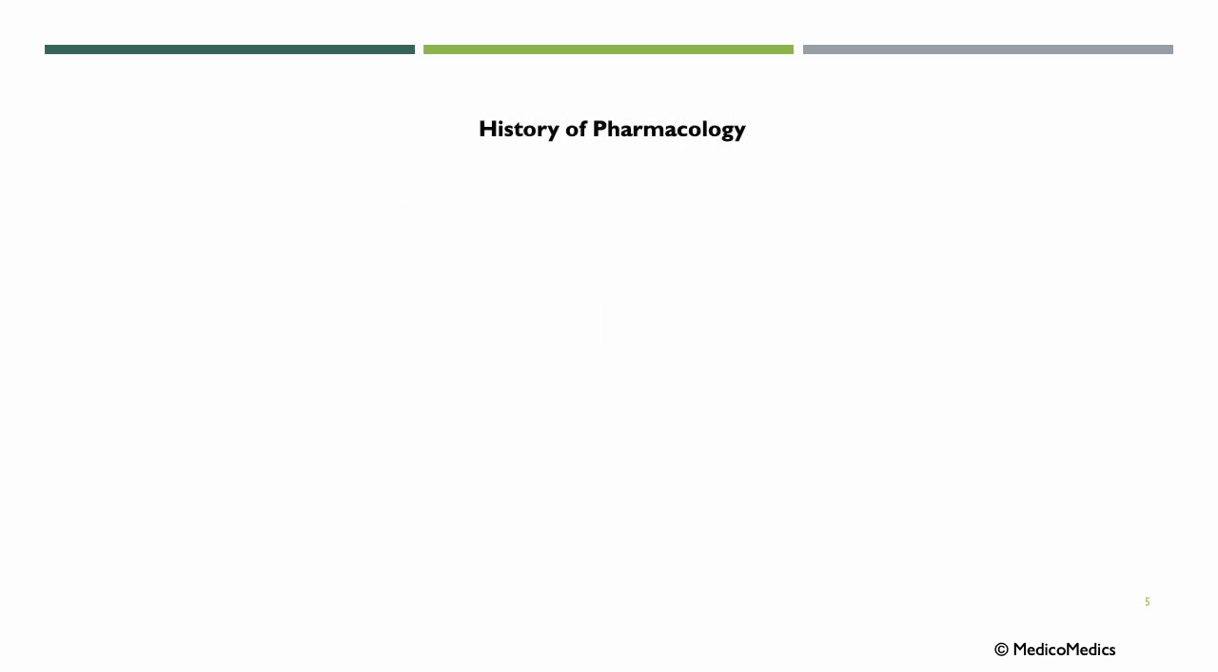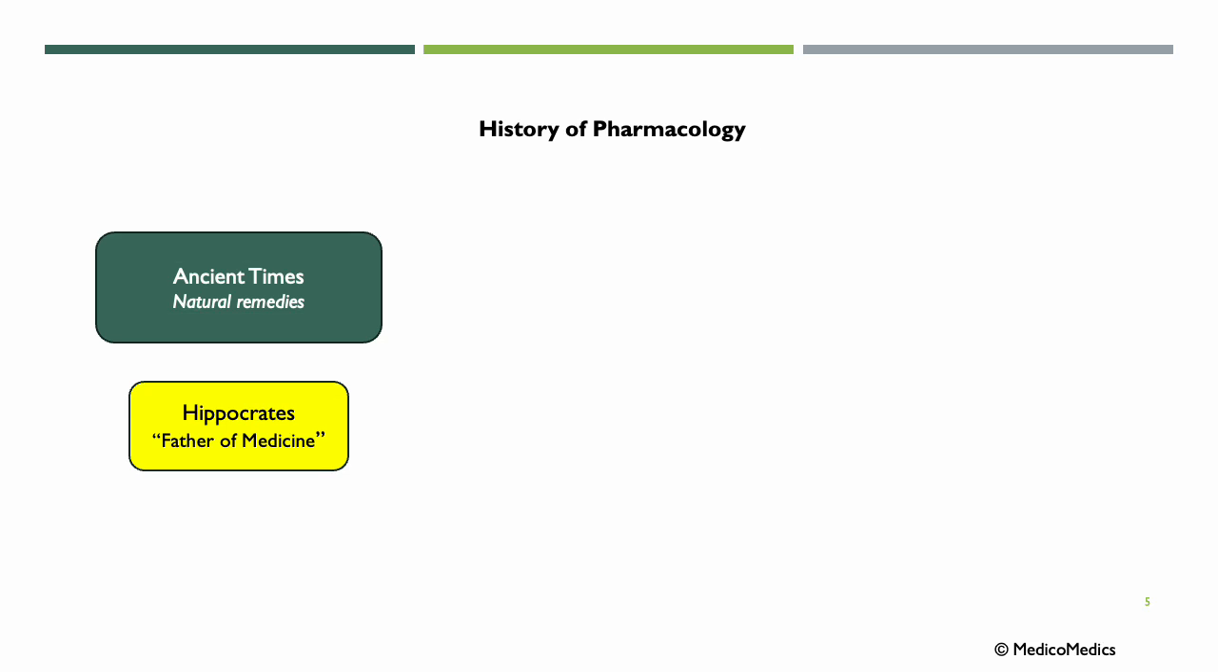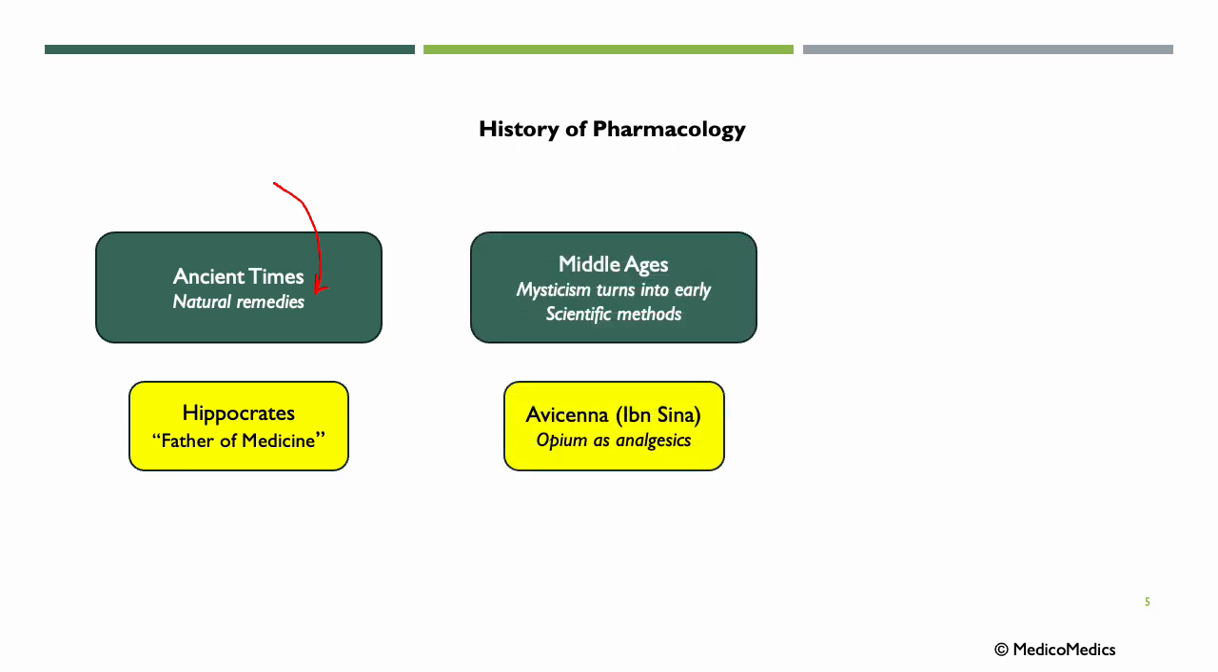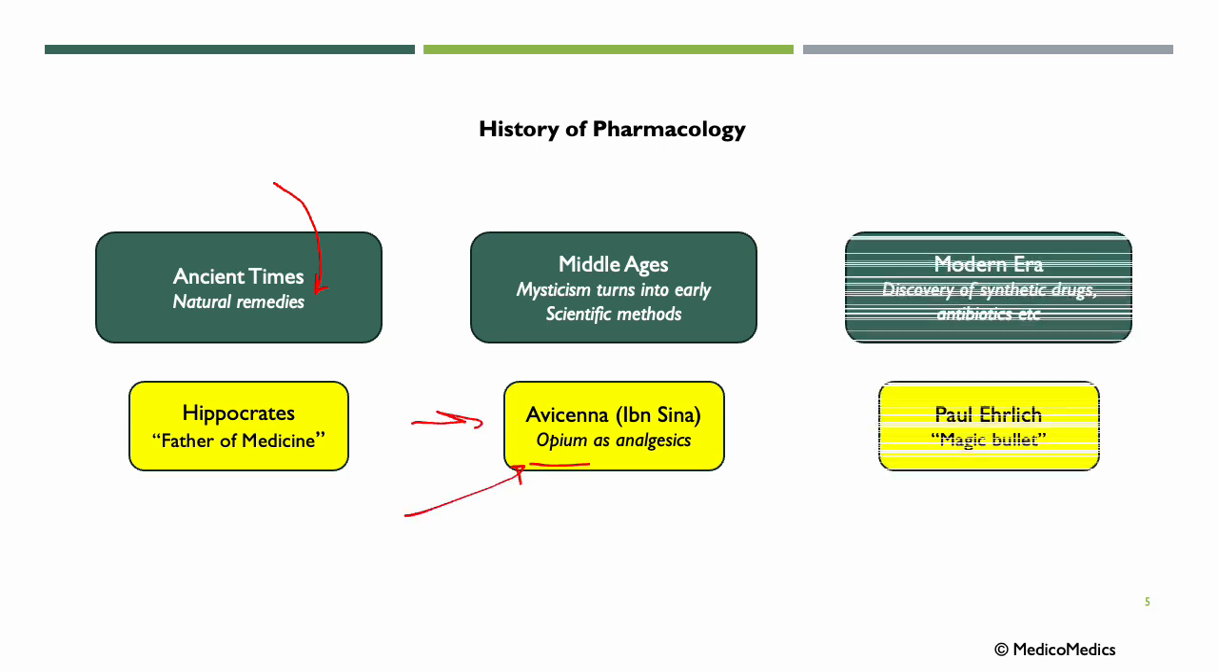Now, taking a very brief look at the history of pharmacology, we have ancient times where natural remedies like willow bark were used for pain relief. We move into the Middle Ages. Here, mysticism turns into early scientific methods. We have people like Avicenna and his experiments with opium. And finally, arriving at the modern era with discoveries of synthetic drugs, antibiotics like penicillins, etc.